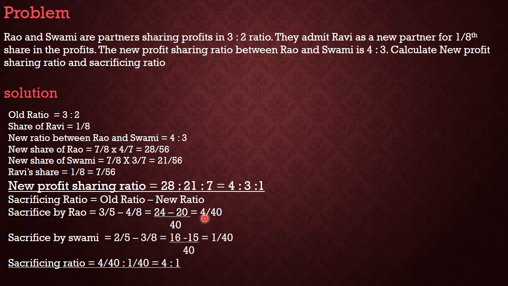Sacrifice by Swami is 2 by 5 minus 3 by 8. 2 by 5 was the old share and 3 by 8 is the new share. That is 16 minus 15 by 40. So that is 1 by 40. So the sacrificing ratio is 4:1.